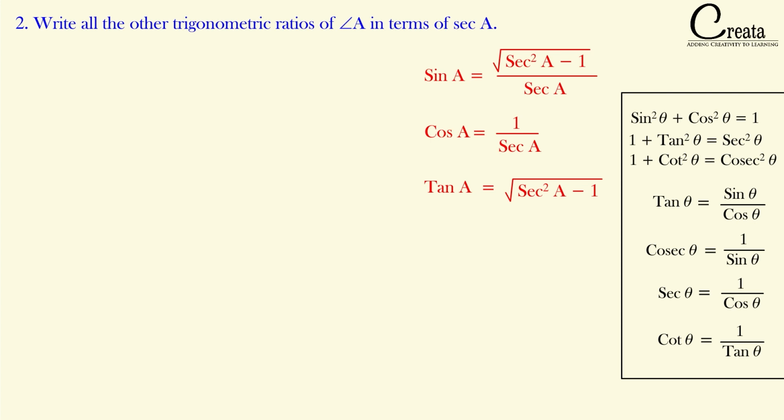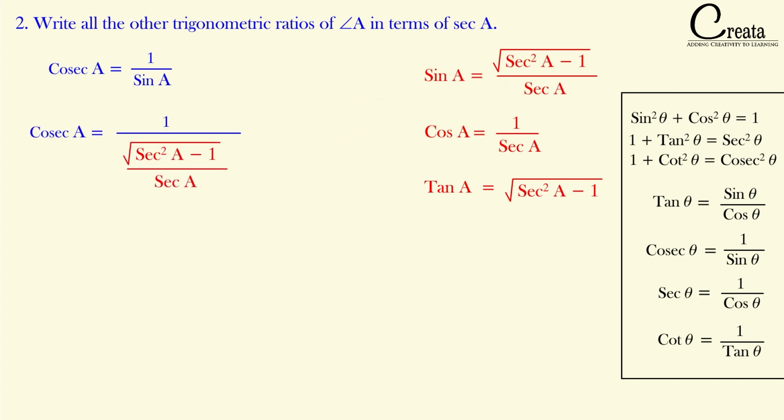We know cosec is the reciprocal of sine, so cosec A is equal to 1 upon sine A. And we have already calculated the value of sine. Let's put it into the equation. We got the final expression as sec A upon root of sec square A minus 1.